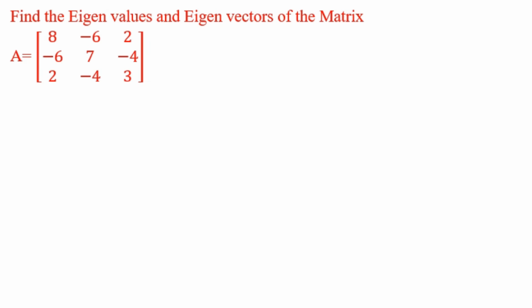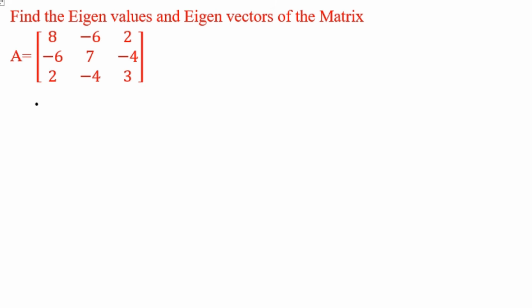In this video, we will discuss important questions and answers for Eigenvalues and Eigenvectors. Find the eigenvalues and eigenvectors of the matrix A equals 8, minus 6, 2, minus 6, 7, minus 4, 2, minus 4, 3.